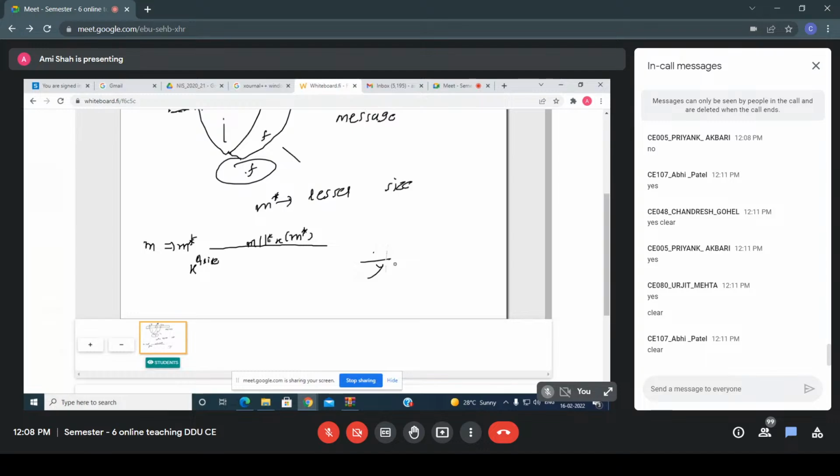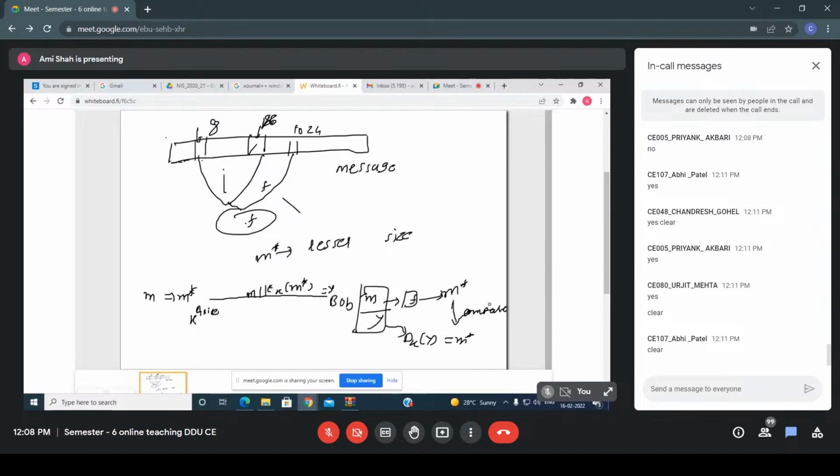Both the messages are compared, and if they match, then you can say that the authentication is achieved. So in this way, if the message is very large, you can check for authentication. This is one way, you can say that this is the one way.